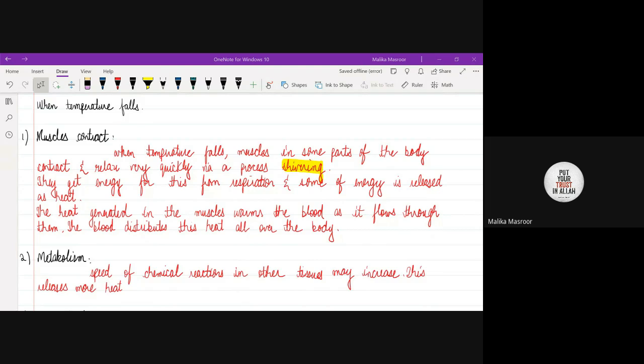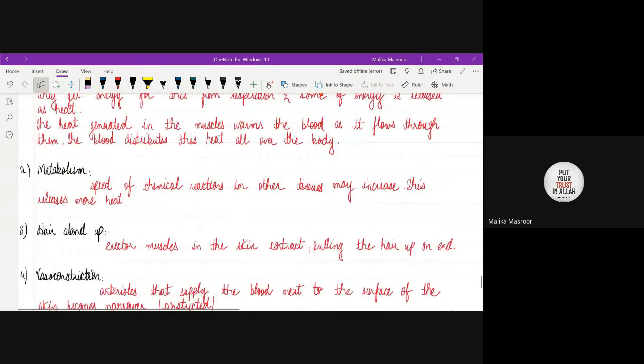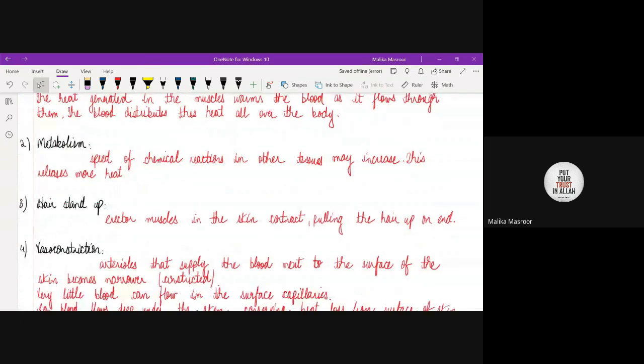Heat generated in the muscles warms the blood as it flows through them. Blood distributes the heat all over the body. Then metabolism, the speed of chemical reactions in the other tissues may increase, and this releases more heat.